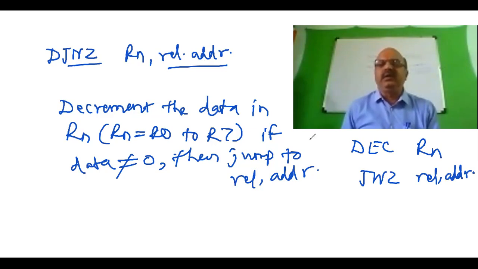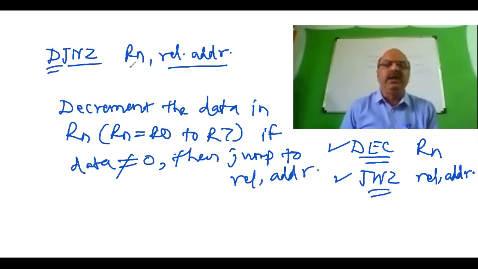Correct. So I can do the same thing using these two instructions. First, I will decrement the data in RN, and then I will check whether the data has become 0 or not. If not 0, then I will take the jump to the relative address. Correct. So instead of using two different instructions, this is a 2-in-1 instruction.